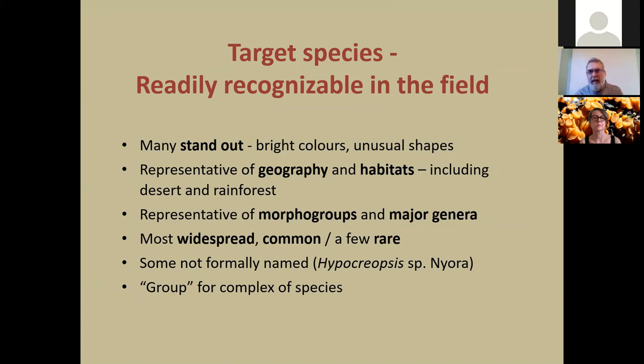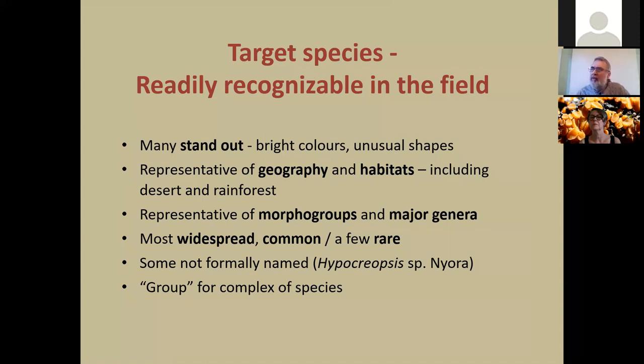And I think a key thing was that I realised that if we made a list of all the really rare things, no one would find them and it wouldn't be much fun. So a key thing was that most of those target species were widespread and common, but a couple were deliberately put in there because they were rare and it would be good to get more records. Some of them didn't have formal names, and where there were several species and we weren't really sure of the taxonomy, the term group was used.